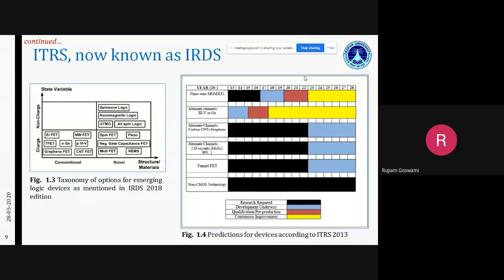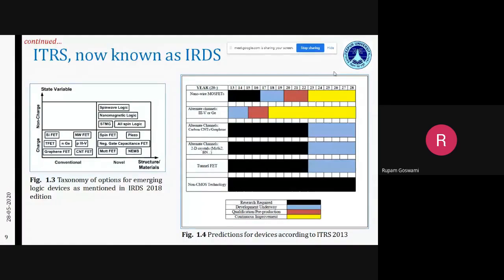And what you see in figure 1.4 is a colorful roadmap which got published in ITRS 2013, which speaks about different devices which can be in research and which have prospects based on the years.